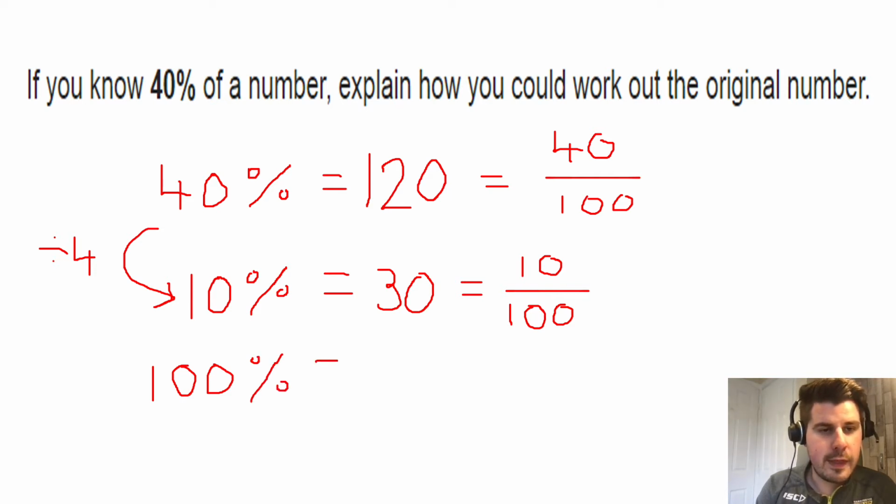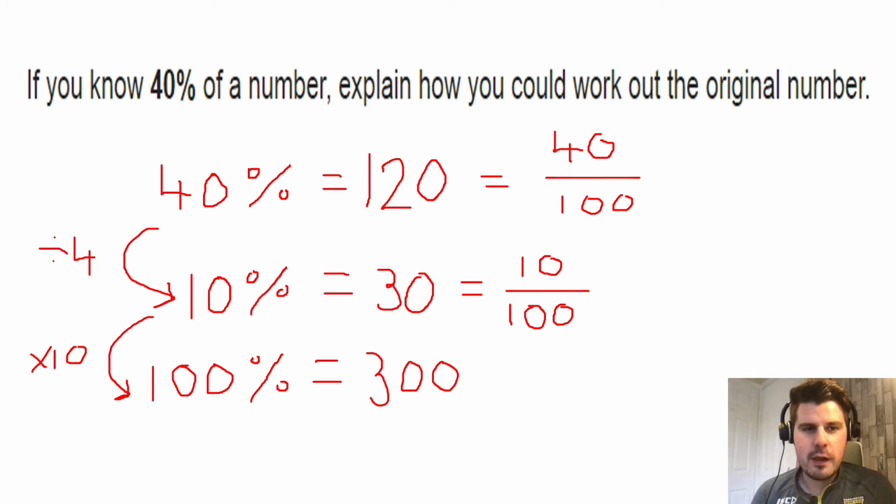That's what the original number would be. So we just have to think, what do we need to do to get from 10% to 100%? Well, we times it by 10, don't we? So we just do the exact same here. 30 times 10 is 300. So the original number here would have been 300, if we had 40% of a number, where we just made up 120. That's how you'd find the original number. So it's almost like the opposite to what you're doing when you're working out your percentages increasing and decreasing. You have to get yourself to either 10% or 1%. Those are both your options. And then you can go back up to 100%.